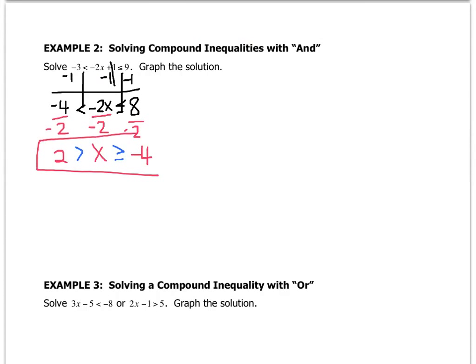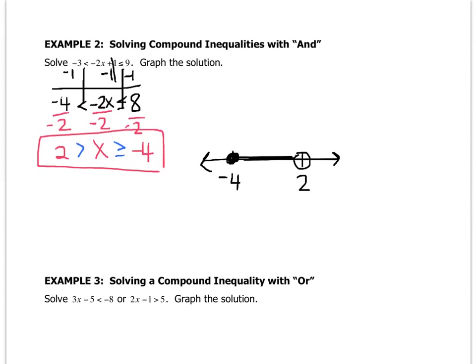So there's my solution, and since it's an and, because it's written like this, then it's going to be between the two values. So x is greater than or equal to -4, and less than 2. It's written backwards because I had to flip the symbol, but obviously you would do the number line in the correct order. An open circle, and it's joining these two pieces.